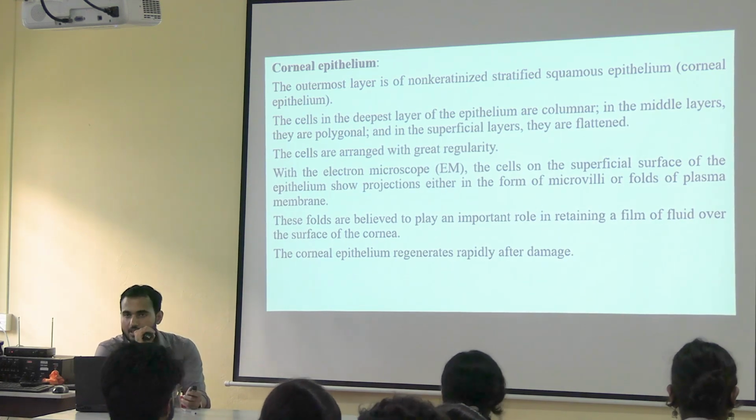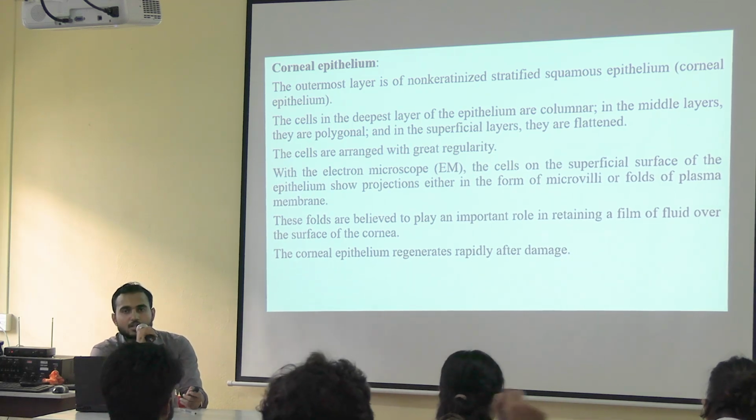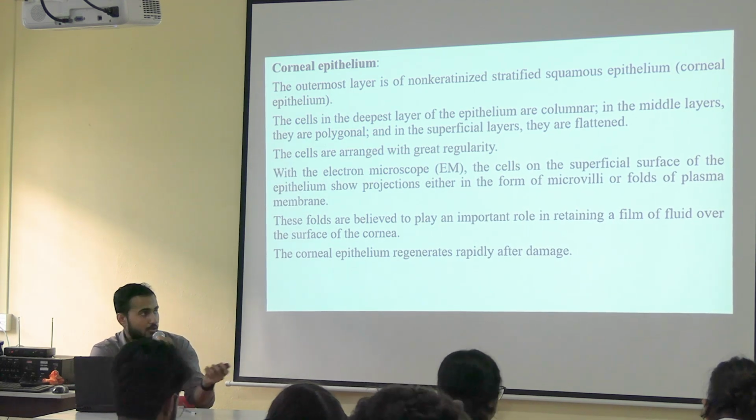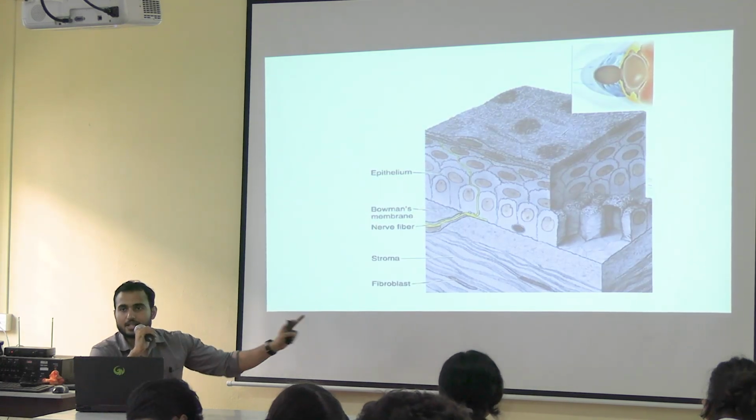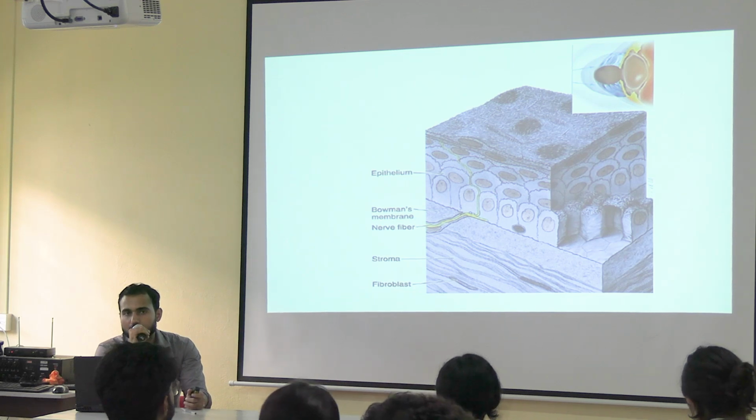Next, the corneal epithelium: if it gets damaged, it can regenerate easily. So that is the corneal epithelium. Now, this diagram you don't have to draw. This is a 3D diagram. What can you see in the diagram?